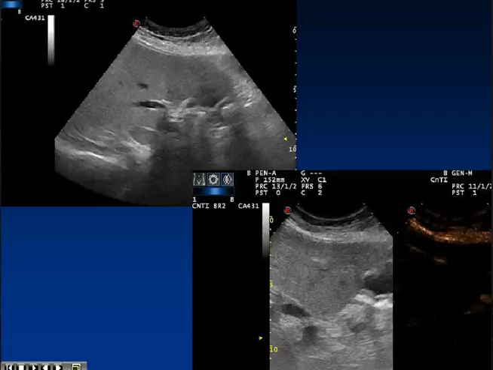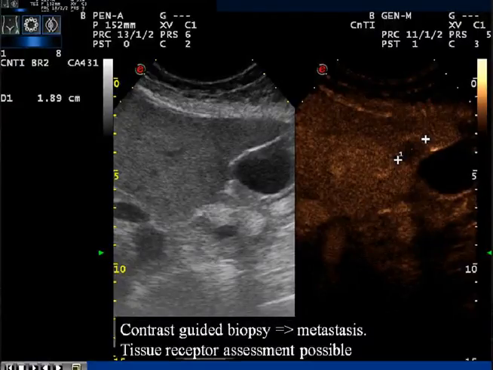And probably the focal fatty sparing might be a consequence of being nearby to the lesions because of arterial-venous shunt. This is a possibility. But actually, if we had biopsied this lesion and not the other, we would not have gotten the right answer. So the patient was biopsied here, and it confirmed that it was metastasis. And you know that by now it is very important to have the assessment of the receptors to make appropriate chemotherapy. So CEUS in this setting is very important.